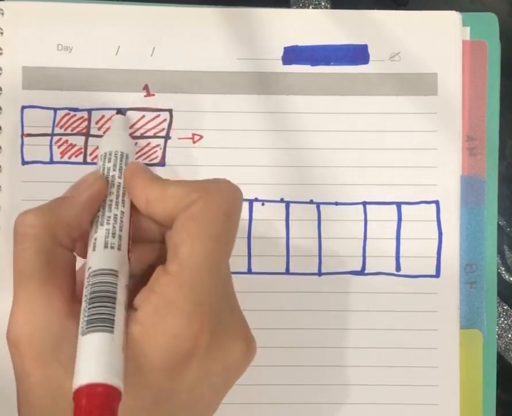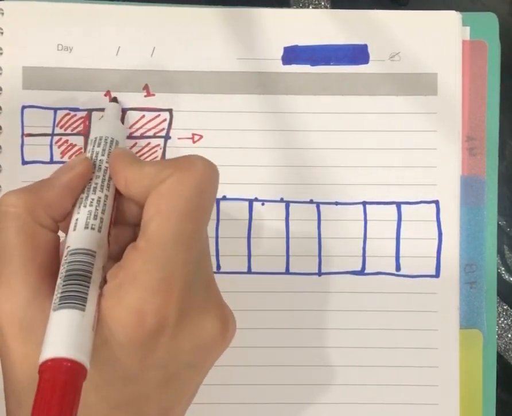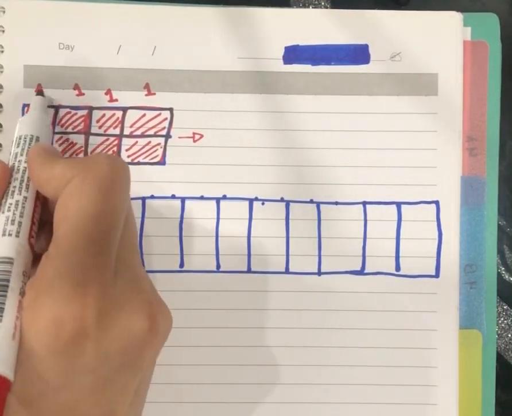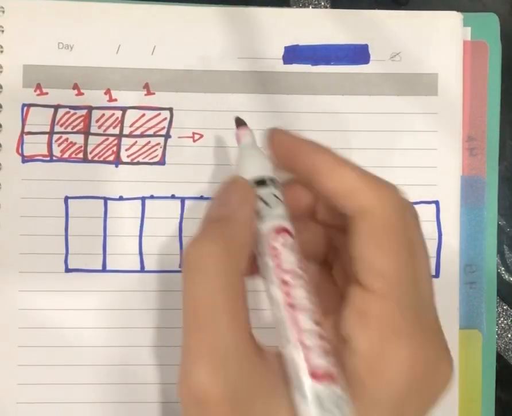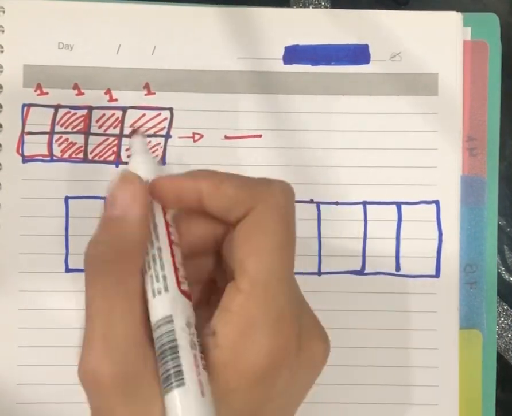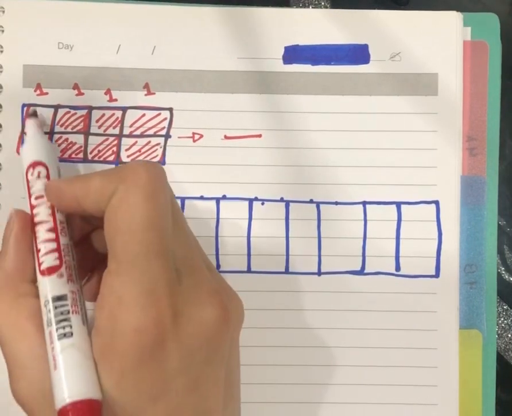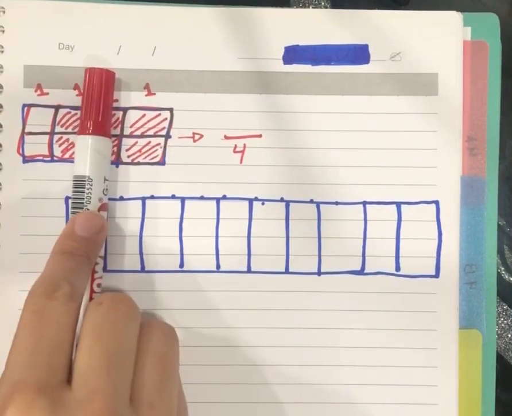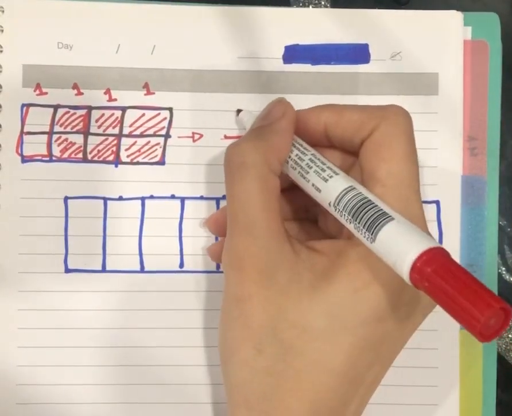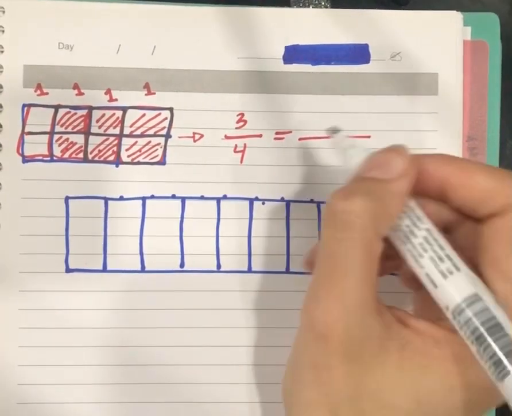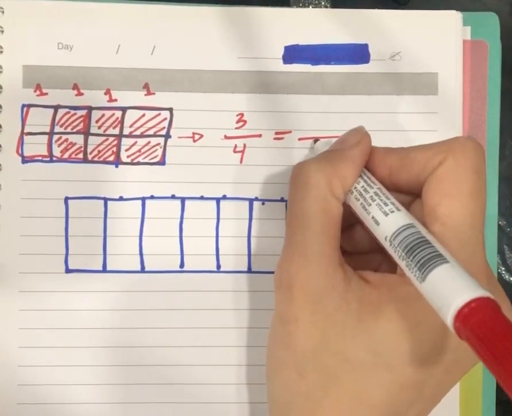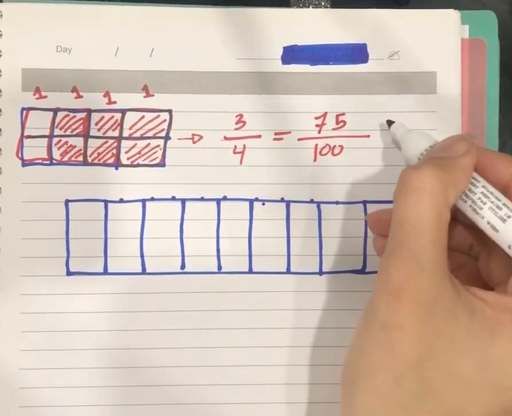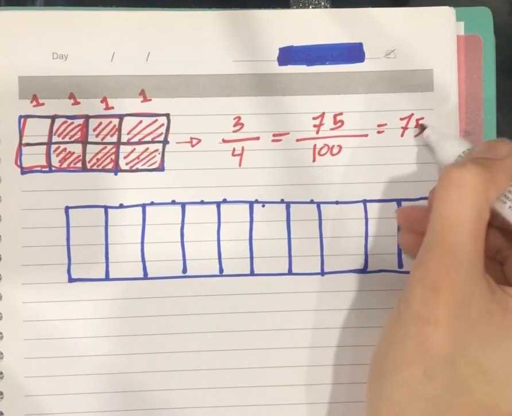rectangles into one part. One part, one part, one part. And that will give me a total of 4 parts. I have 1, 2, 3, 4 parts. Out of those whole 4 parts, I have 1, 2, 3 that are shaded. We can multiply the 4 by 25 to give me 100, and 3 by 25 will give me 75, which will equal to 75%.